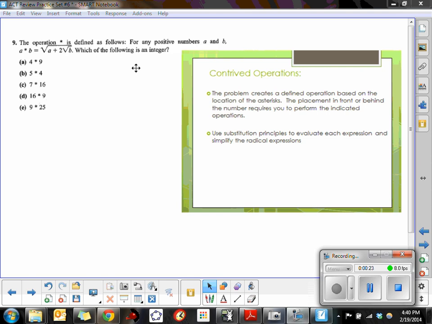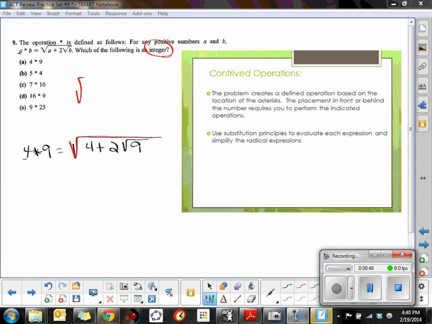So we're going to do 4 star 9, and we're going to follow the directions of this contrived operation. We're going to plug it into the equation, so everywhere we see a, we're going to put a 4, so it's going to be 4 plus 2, and b is a 9. Now what we have to do is make sure this becomes an integer. Well, I never get an integer out of a radical unless underneath the radical is a number that is a perfect square.